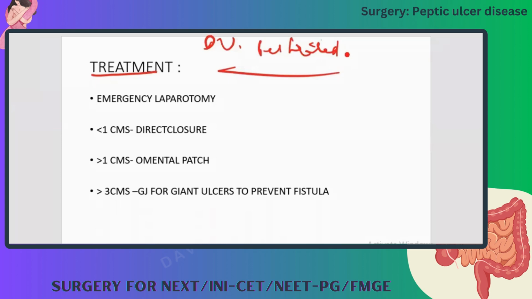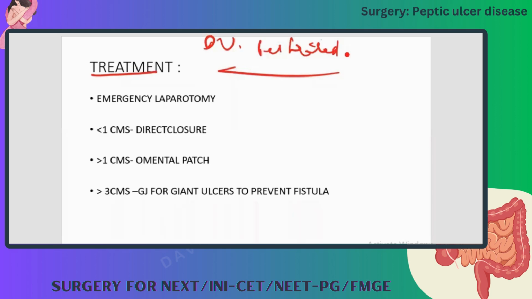So then you did the X-ray erect abdomen, you found gas under diaphragm. So what you will do? You will take it for emergency laparotomy. Give fluids, make the vitals stable, take him to the OT. Inside the OT, you opened the abdomen, you have seen the duodenum. If less than 1 centimeter, very small, direct closure. Just close it with some suture.